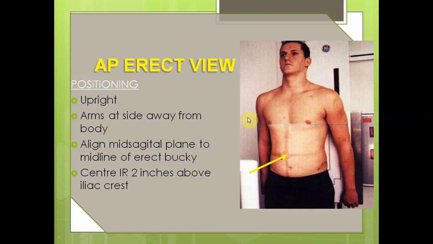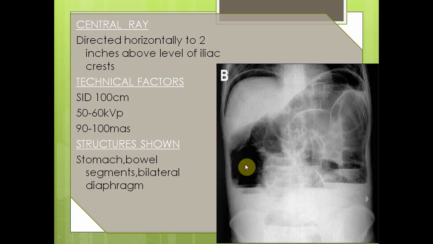So remember that. Again here the mid-sagittal line will be perpendicular. The centering ray is just 2 inches above the iliac crest. Again here a 17-14 cassette will be used, and 50 to 60 kVp and 90 to 100 mAs will be used.